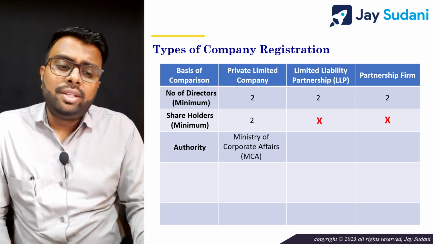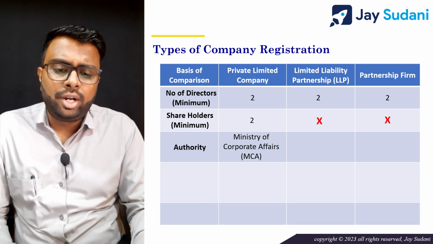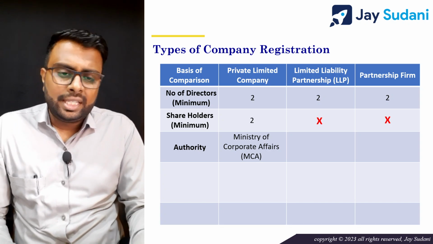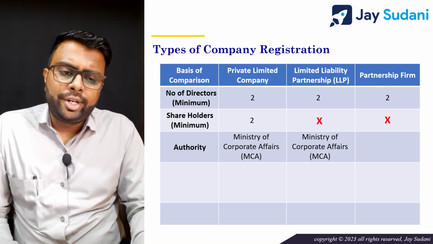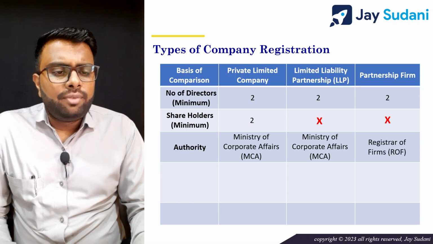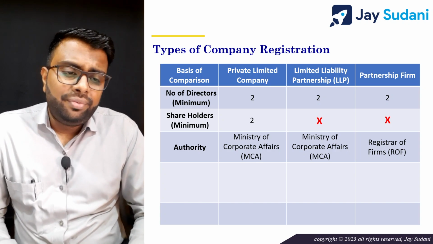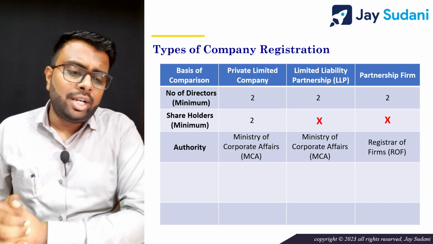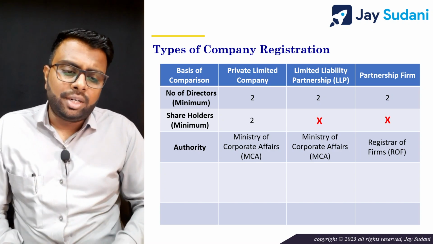Then authority. So who is governing these structures? For private limited company, it is MCA, Ministry of Corporate Affairs, which is under the Government of India. This is centrally managed. Again for LLP, it is the Government of India, Ministry of Corporate Affairs. And partnership firm is managed by ROF, Registrar of Firms, and this is different for each state. So Gujarat has a different ROF, and Maharashtra will have a different ROF. So this is governed by the state government, right?